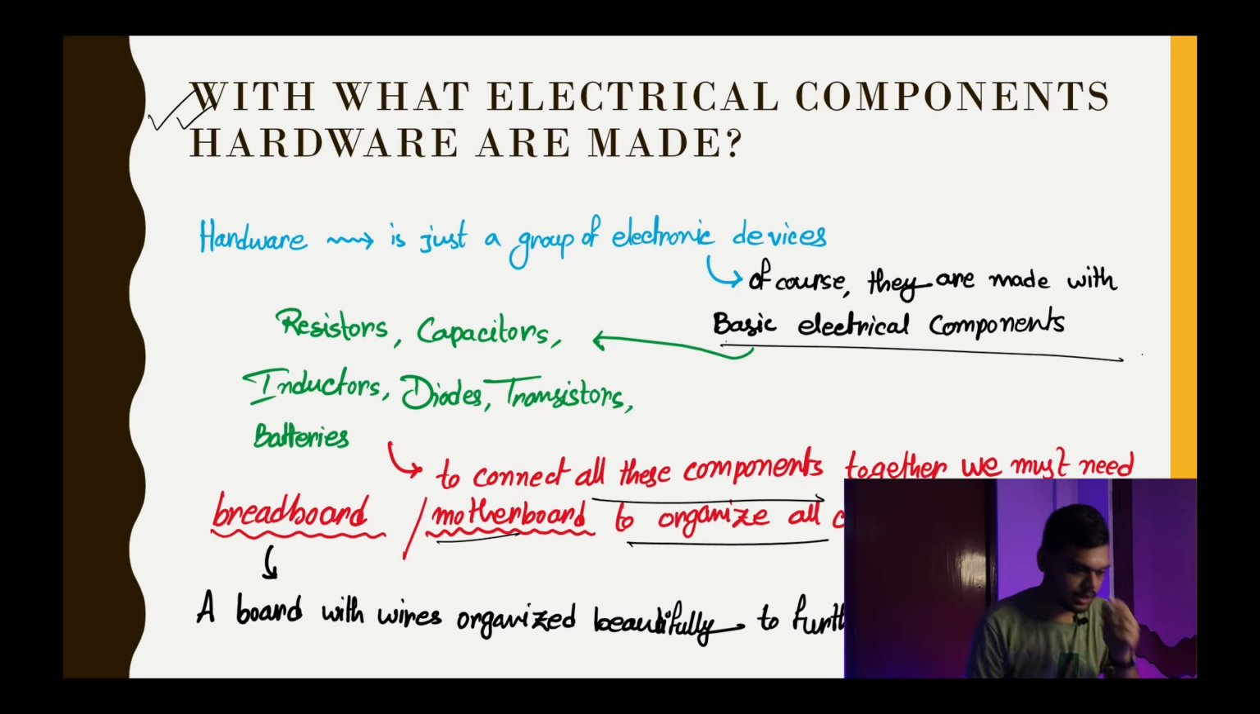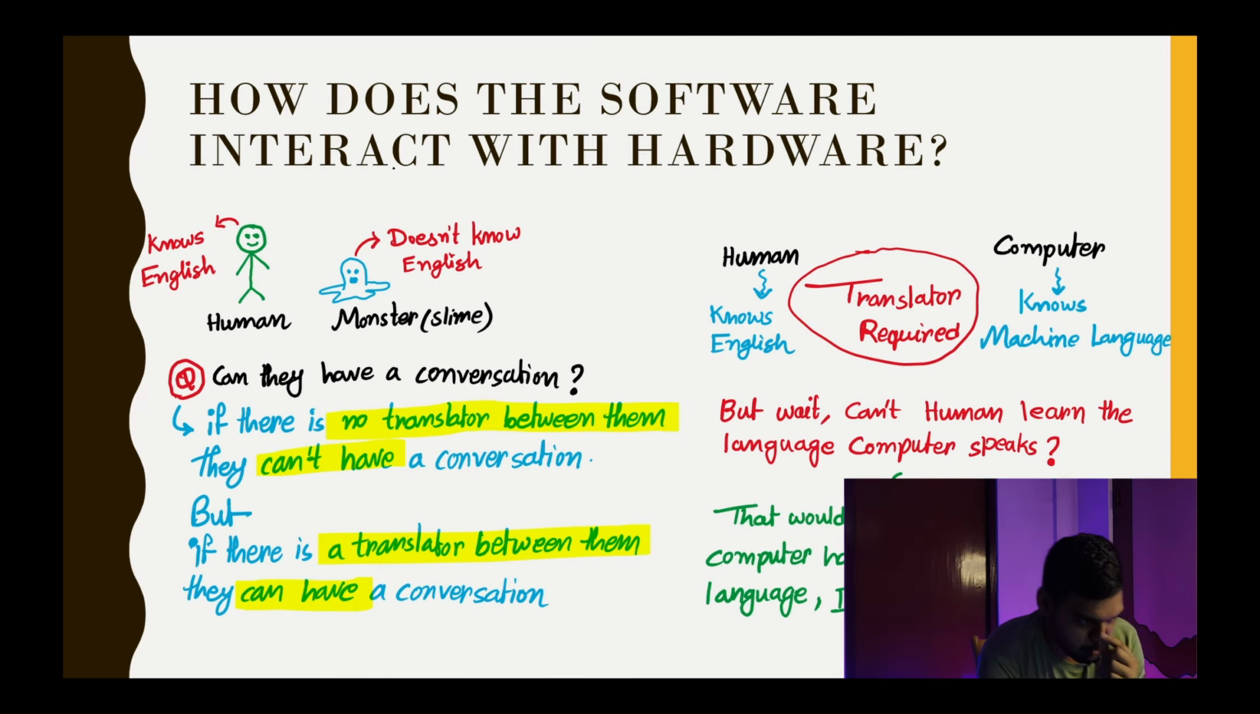Okay? Good. So we have the answer of the first question. So let's move to the next question. How does the software interact with hardware? Okay. We have a beautiful analogy here. Let's see. This is a human and he knows English. And this is a monster who doesn't know English. Now, can they have a conversation? The answer is no, if there is no translator in between them.